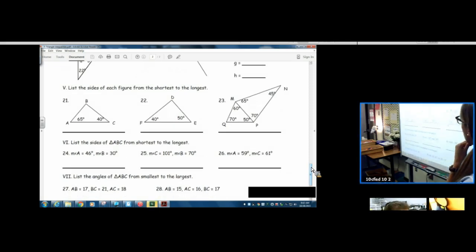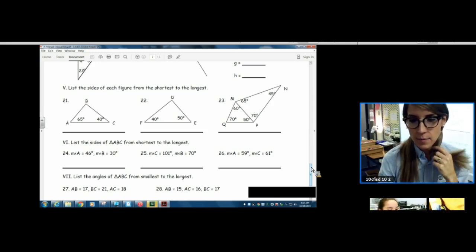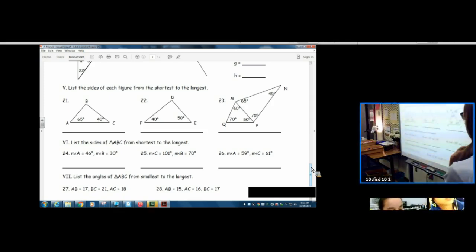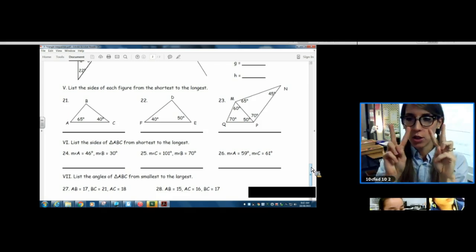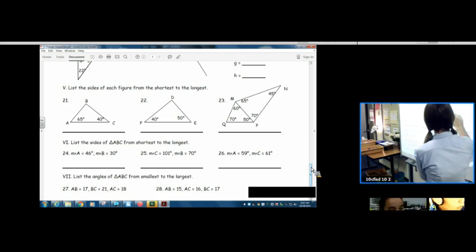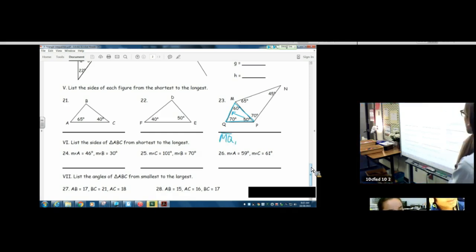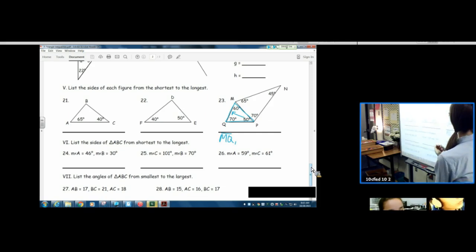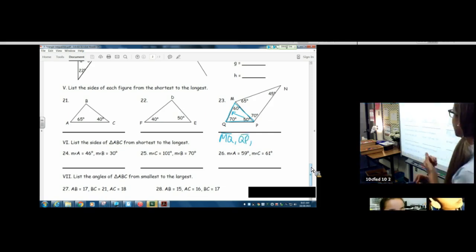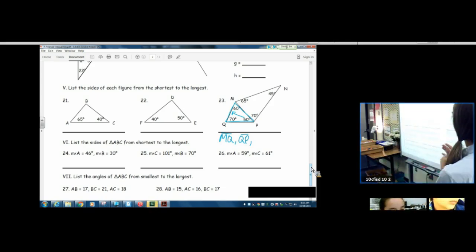List the sides from shortest to longest. So you picked another one where there's two triangles, so we're going to get plenty of practice. All right, 23. Remember, we always start with the triangle that looks smaller, the one where the sides look shorter. So we're going to start in this triangle right here. The shortest side is across from 50. So the shortest side is MQ. The next shortest side would be QP. And the longest side, you know the longest one is always going to be the shared side. That's how it has to work. The longest side is MP.